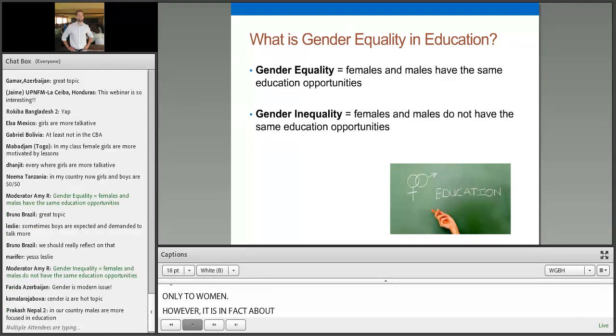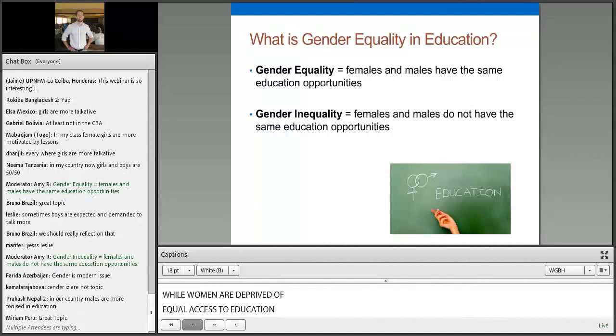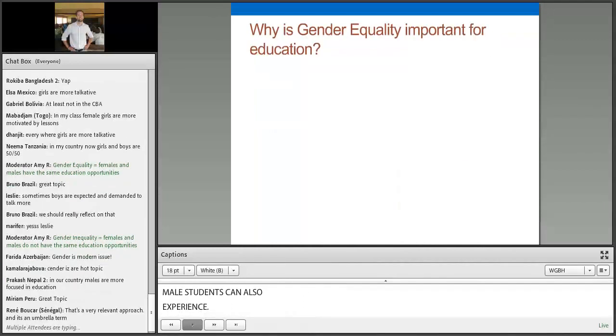While women are deprived of equal access to education opportunities in more cases than men, we must also continue to look at and be careful for the inequalities and barriers to education that sometimes males and men might also face. And if we only focus on women, we get an incomplete view of gender, and we may overlook the discrimination that male students can also experience. So the important point to keep is that it's about equal opportunities for both.